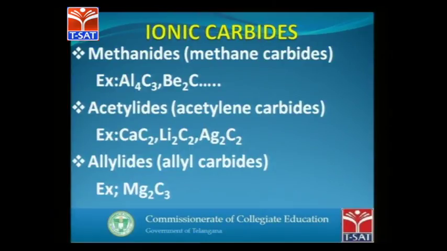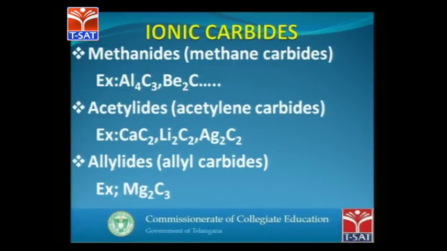So first we will see ionic carbides. Ionic carbides are classified into methanides. This is very important for the academic syllabus also. Methanides give hydrolysis products; on hydrolysis, aluminium carbide will give methane as one of the products, so they are called methanides. Even beryllium carbide. Methanides contain C4- units. Acetylides contain C2 2- units, that is calcium carbide.